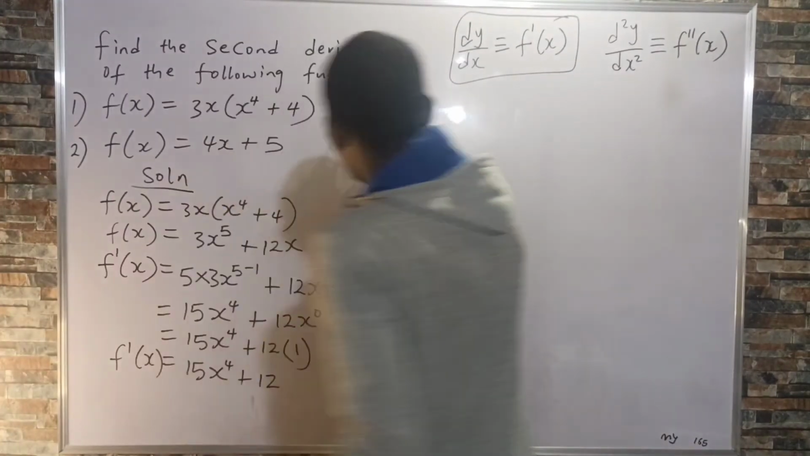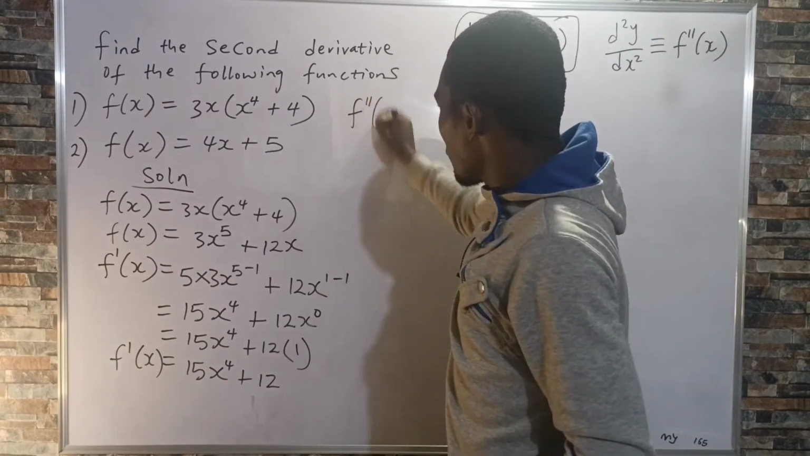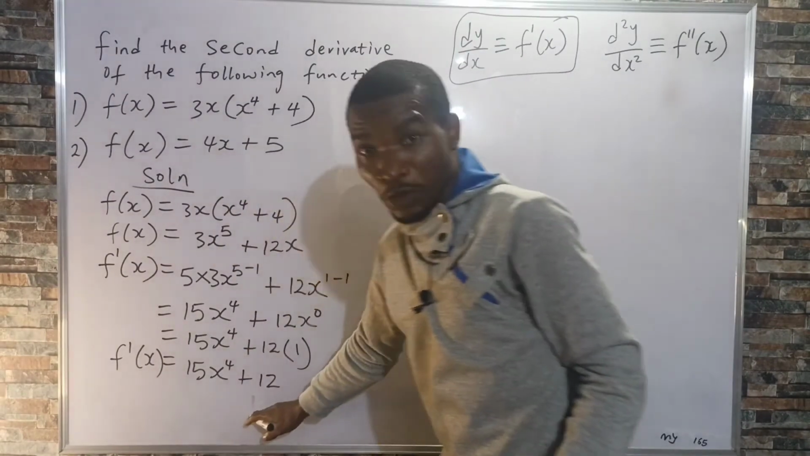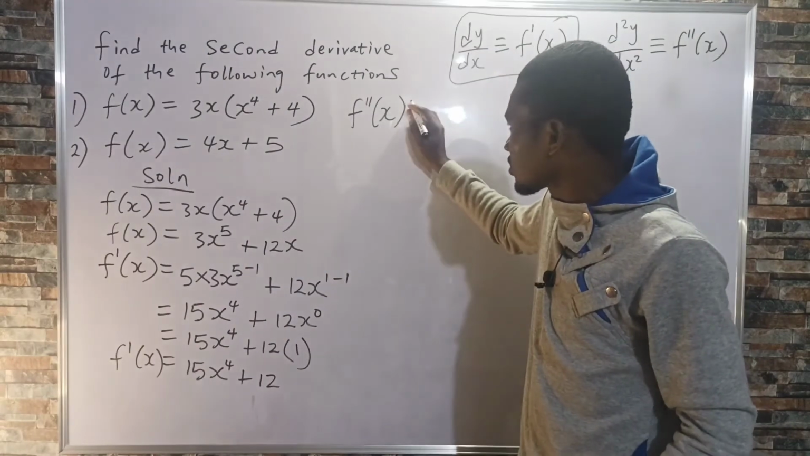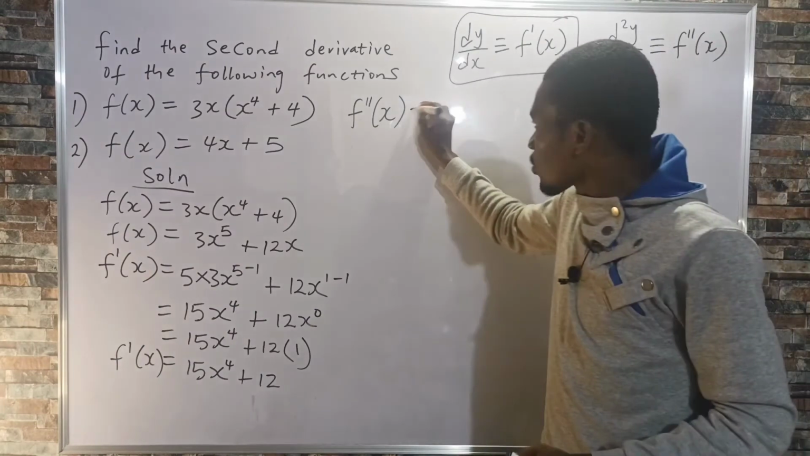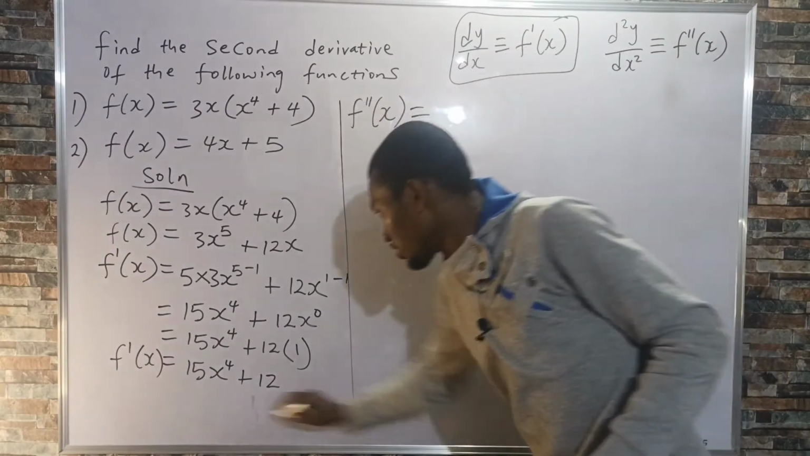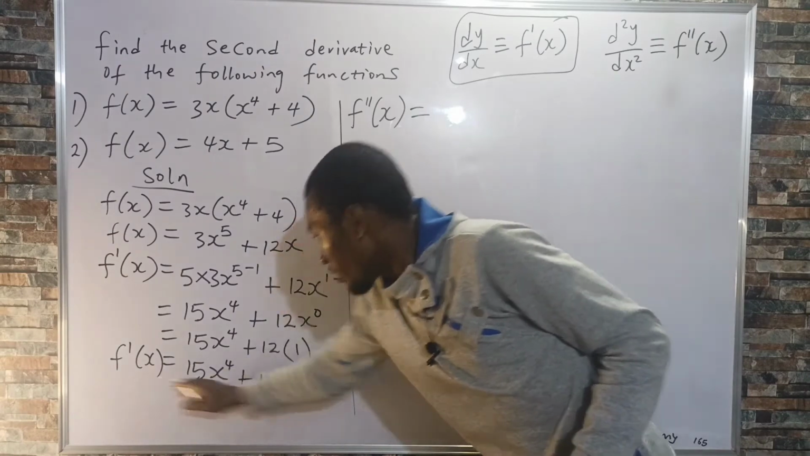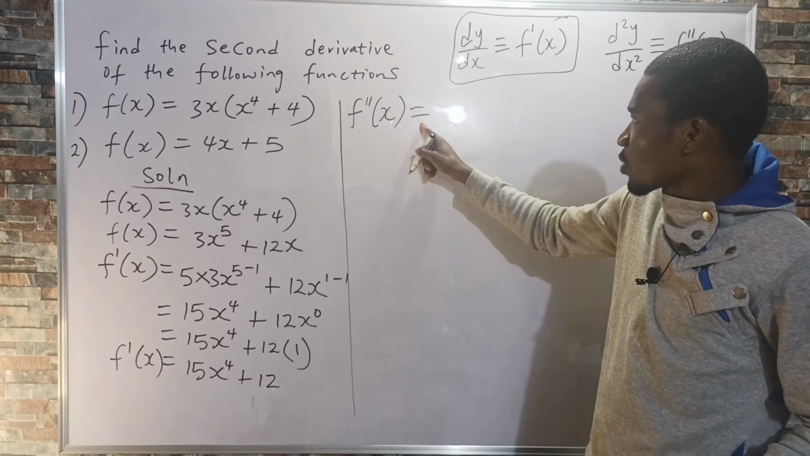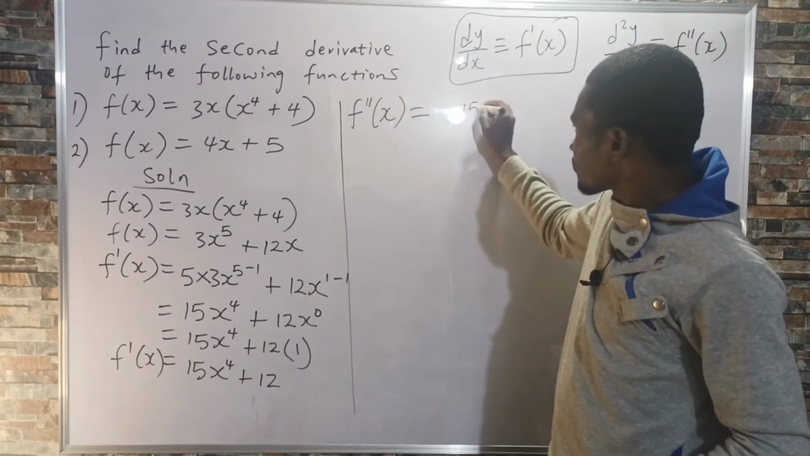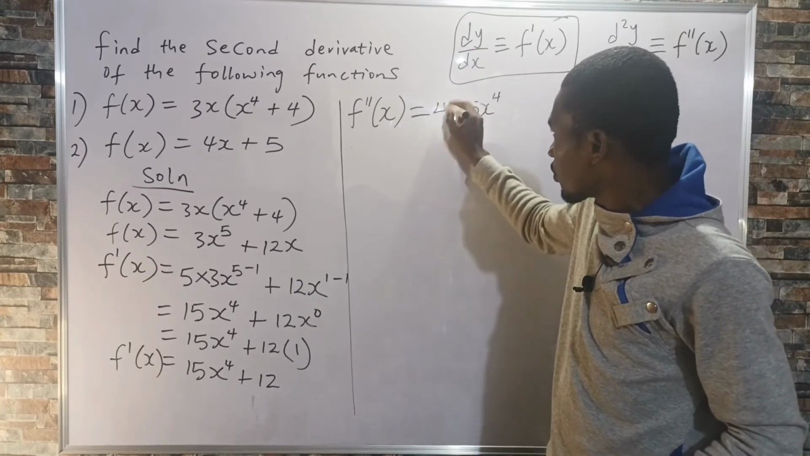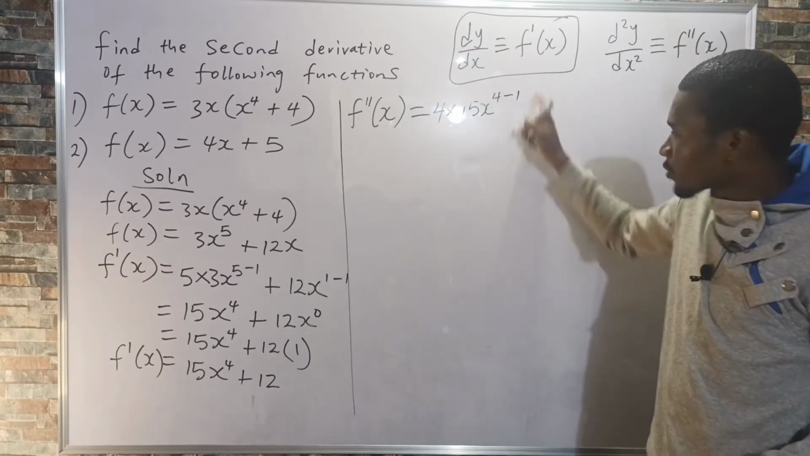So we have f prime prime of x. That is simply differentiating this derivative function the second time. That is the meaning of this f prime prime of x. Remember, I already stated it here. And that is equal to, when we differentiate this derivative function the second time, we have f prime prime of x, and that will be equal to 15x raised to the power of 4, then multiplied by the original power of 4. Then we subtract 1 from the power.